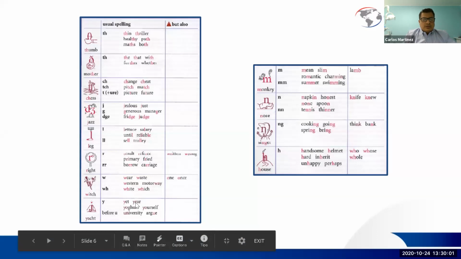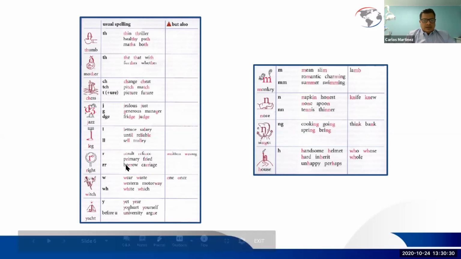Okay, so notice this is year. You don't say jear, no, you say year. Yogurt, yourself. It's incorrect to say jourself. No, yourself. Very, very soft. Yet, year, yogurt, and yourself. So this is a very good example of the difference between this symbol in yet and this symbol in jazz. One is yet and this will be jet, like the airplane.